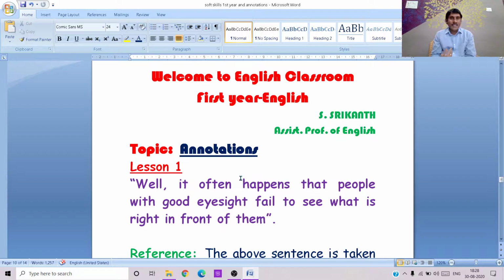This particular sentence or this particular line is from a particular poem, from a particular lesson or story, and you have to write the correct name. And not only that, who is the author or poet of that particular story or lesson, and your job is done. That is part 1. And part B is the situation or context.